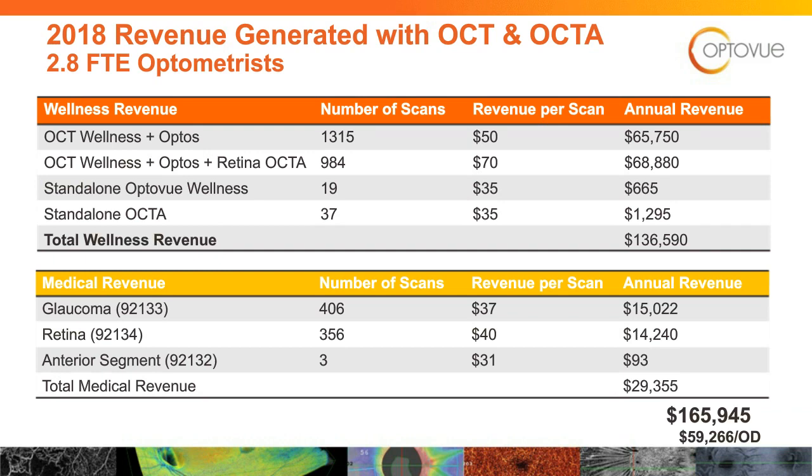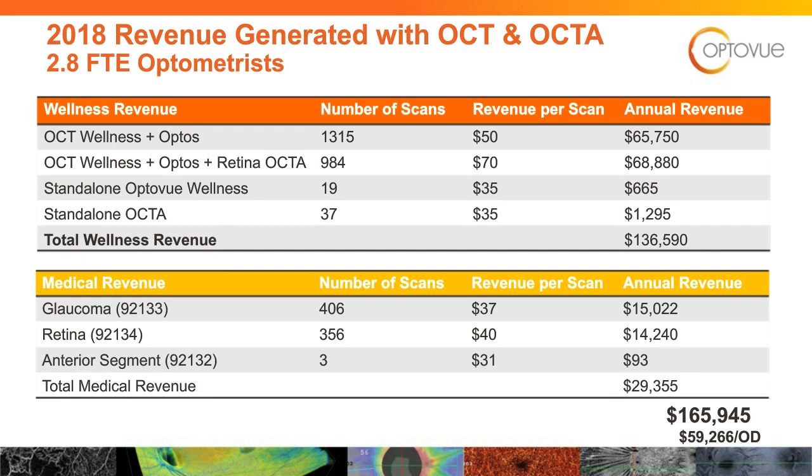We don't send a lot of things out, and you can see glaucoma was leading the way with 406. We had retina at 353. Anterior segment, we use it a lot more for the scleral fittings, but obviously insurance doesn't pay for that. We had a few insurance companies pay for the 92132. Bottom line is we generated about $30,000 on the medical side. Wellness was $136,500 and $30,000 on the medical side.